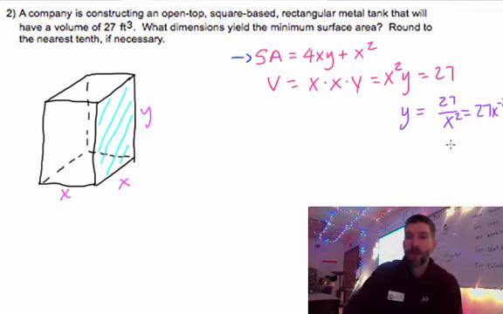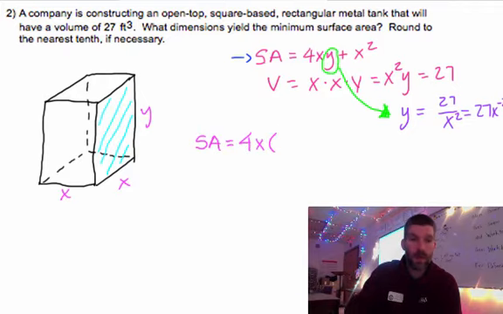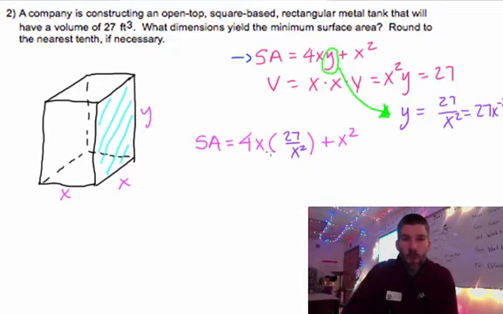We'll find out. So what I'm going to do is everywhere I see a y, I'm going to plug in that 27x to the negative 2, or 27 over x squared. So here's my y right here. That's the same thing as this y right here. What does that mean? It means the surface area is equal to 4 times x times y plus x squared. So there's the surface area equation right there. This is the one we're going to take the derivative of.